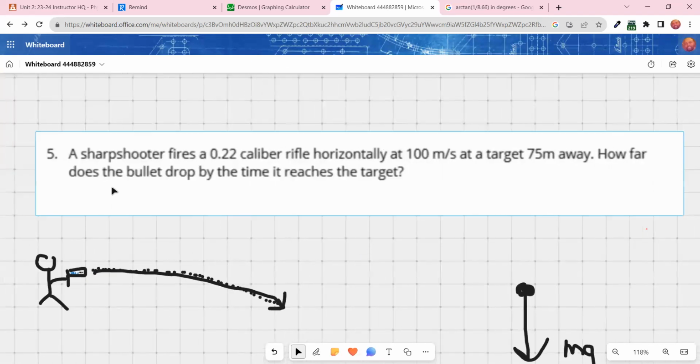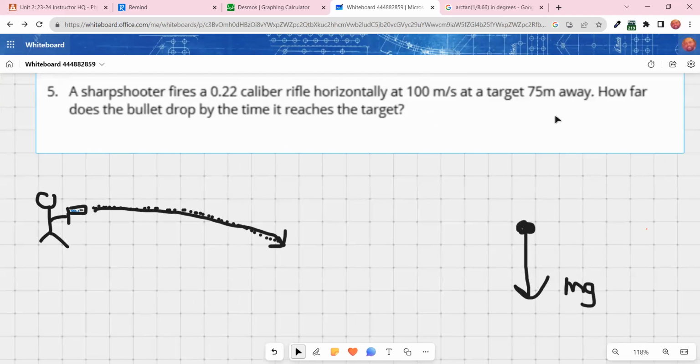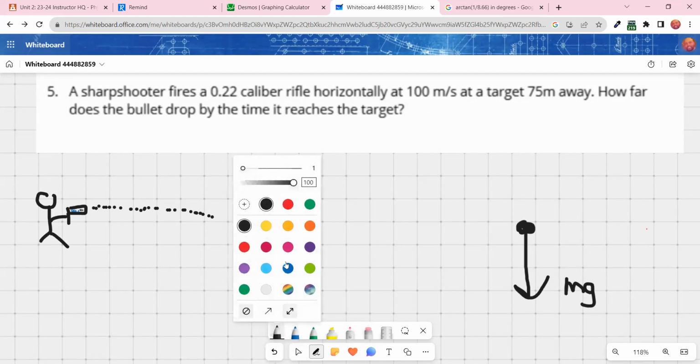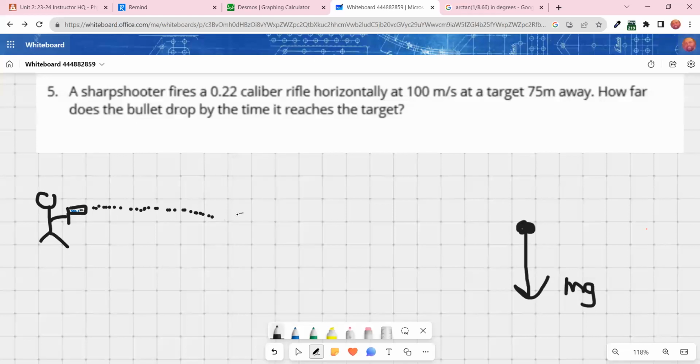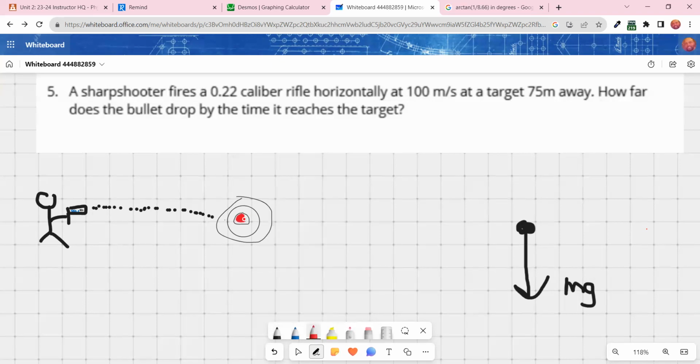The question's asking, how far does the bullet drop by the time it reaches the target? Well, the target is 75 meters away. So maybe I didn't draw this quite right. Let me draw this a little bit better. Here is my target. You get the idea. All right, the bullet is falling, and it would hit the ground, except there's a target in the way.